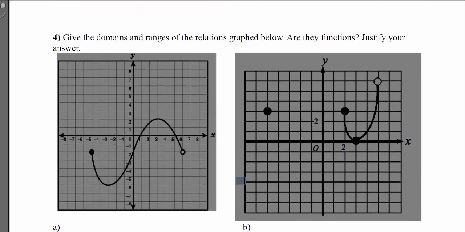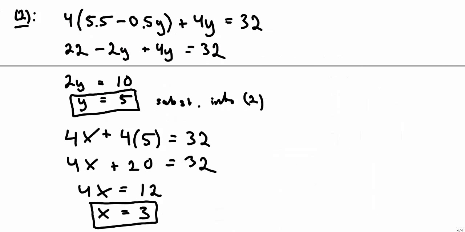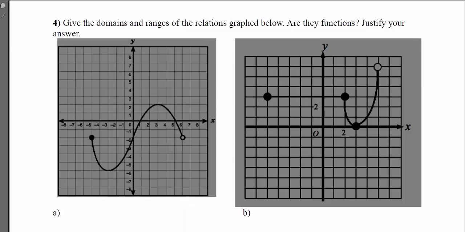The last exercise, they want us to give the domains and ranges of the relations graphed below. Are they functions? Justify your answer. Okay, we haven't really talked about the definition of a function, so I'm just going to answer this in terms of domain and range. So let's say this was number 4, 4a, and let's do b here.